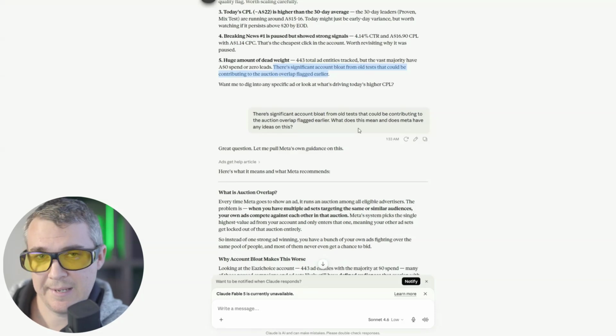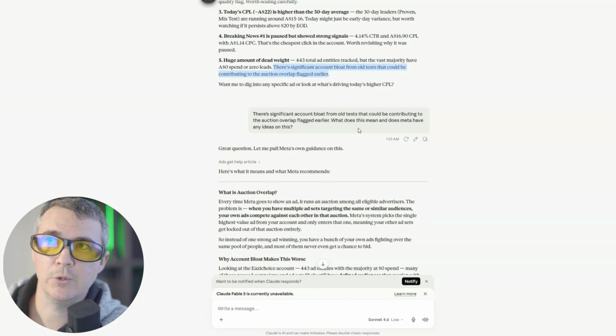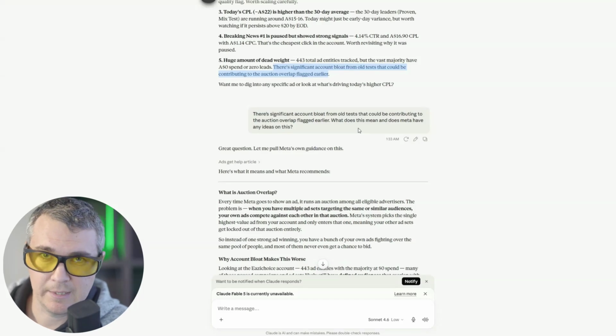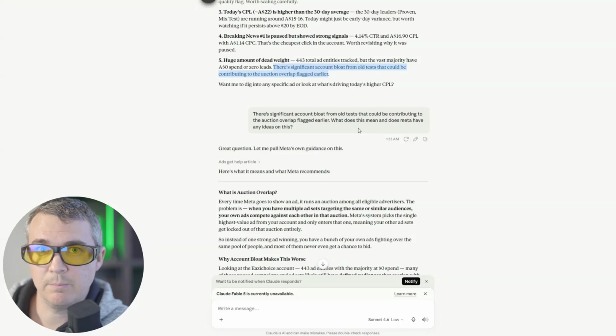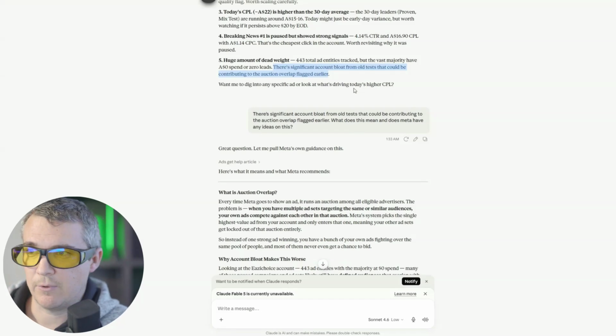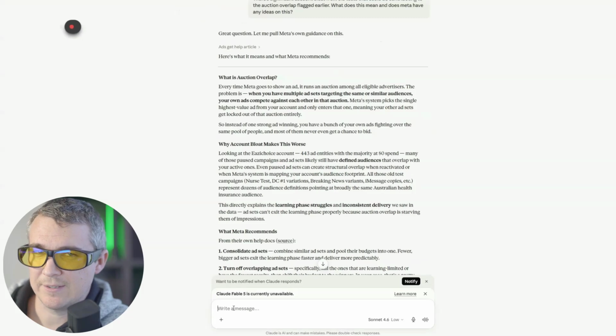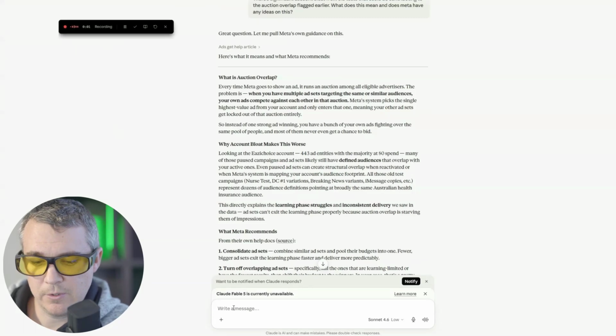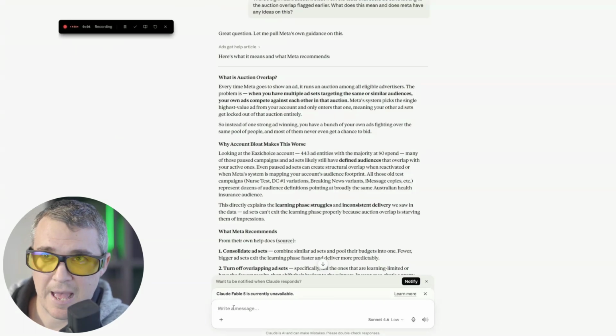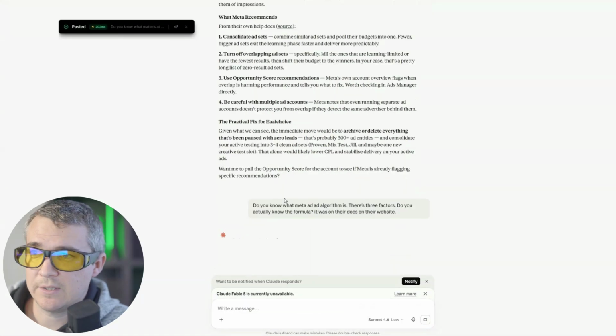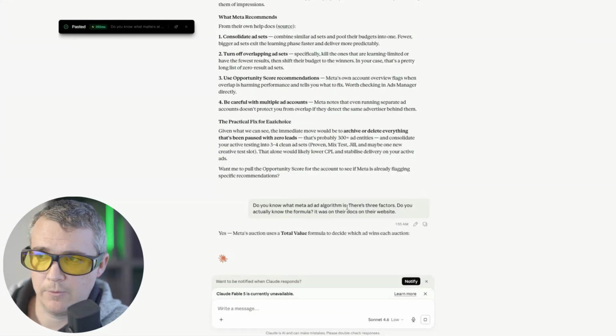Because when you understand how the Meta auction works, you can really start to change the way that your ad account performs. And the biggest one is, there's 3 factors, right? And I'm going to even ask Claude here what they are, just to see if it knows. Do you know what Meta's ad algorithm is? There's 3 factors. Do you actually know the formula? It was on their docs on their website many years ago. Now I've just asked it, do you know what Meta ad algorithm is?